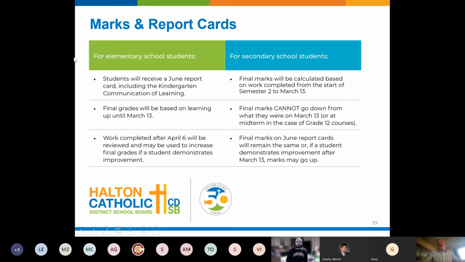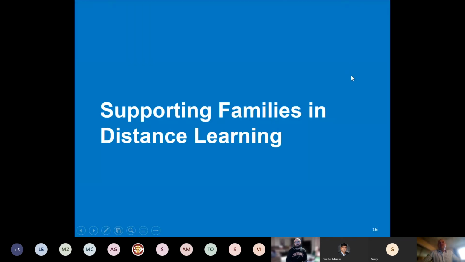For elementary school students, they will receive a June report card, including kindergarten students. Final grades will be based on learning up until March 13th, and work completed after April 6th will be reviewed and may be used to increase final grades if a student demonstrates improvement. For secondary school students, final marks will be calculated based on work completed from the start of semester 2 to March 13th. That provides the floor, the base mark as of March 13th, for which marks can only go up based on student work. And final marks and June report cards will remain the same or better than the mark at March 13th based on student achievement.